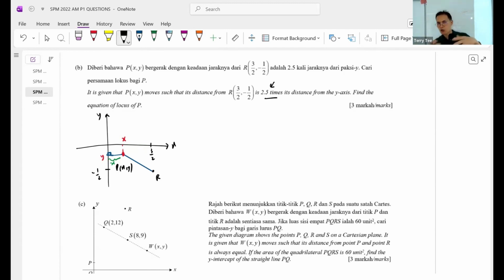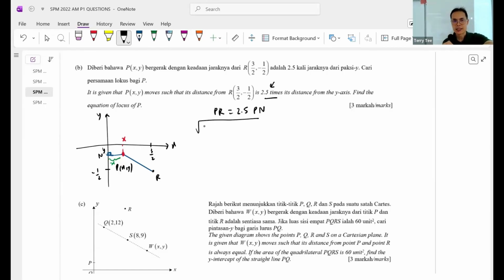Okay, now even if you don't draw, you can actually use the locus, but I know some people may find it hard. You can use the distance formula to do it. So it works like this. The distance from point R, P to R, is 2.5 times the distance from the y-axis. Okay, y-axis, sometimes people don't know what to label. You can use the idea, okay, I use a symbol, n. Why do I use n? N is your normal, right? 2.5 times Pn. Pn is a distance. If you don't want to call it n, you can use another symbol.